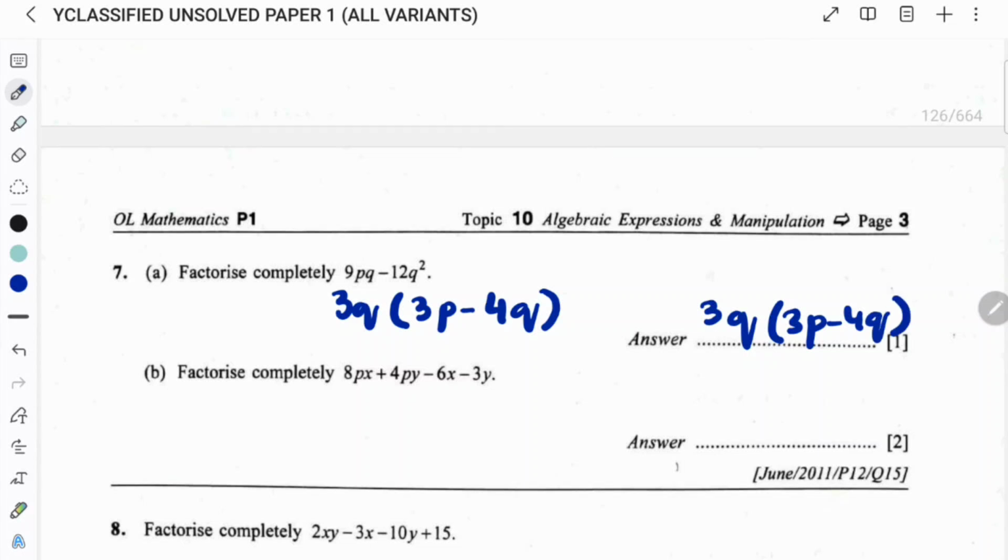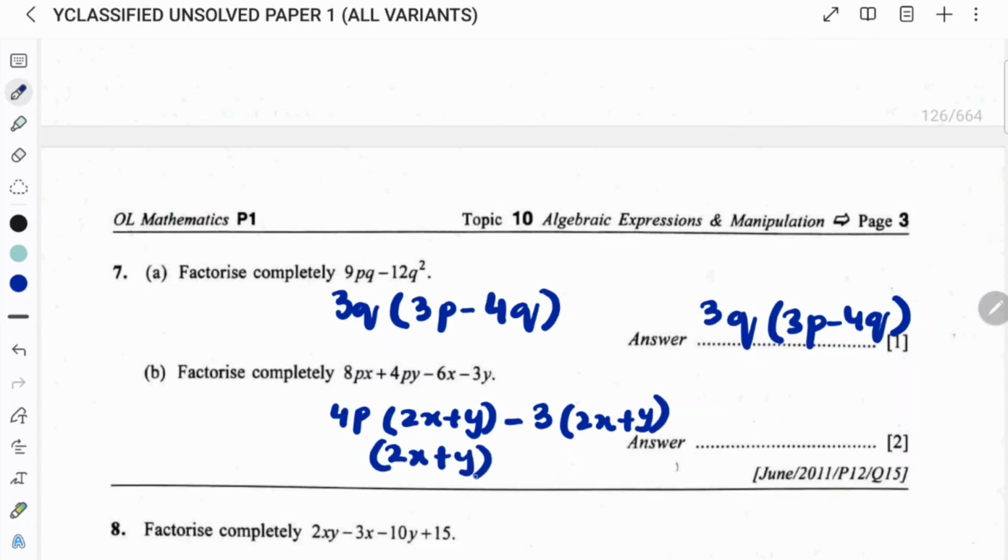Now the next part is factorize completely in 7b part. So 8px plus 4py minus 6x minus 3y. What do you do? You just take it to grouping. So in these two, 4p common, and then 2x plus y left, and take the minus sign common if it's coming in your way. Then 6x and 3y, you have just 3 common and 2x plus y left. Now we have the same common, 2x plus y and 4p minus 3. Okay, 2x plus y and 4p minus 3.